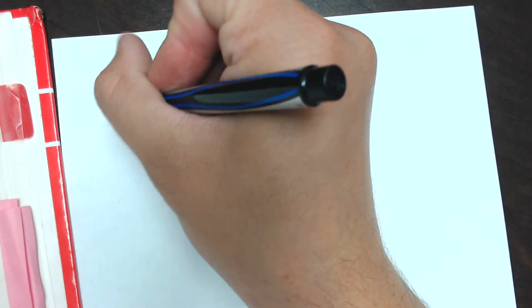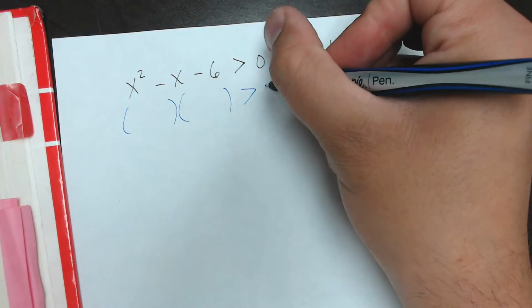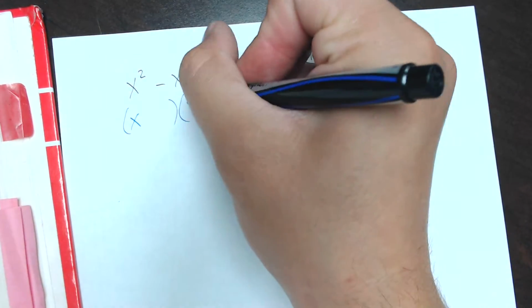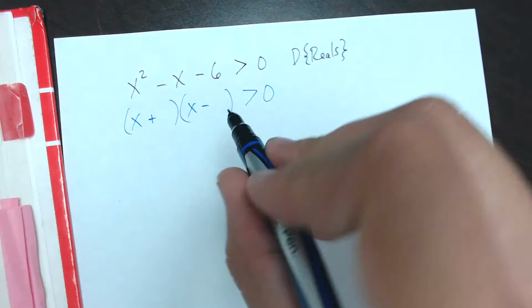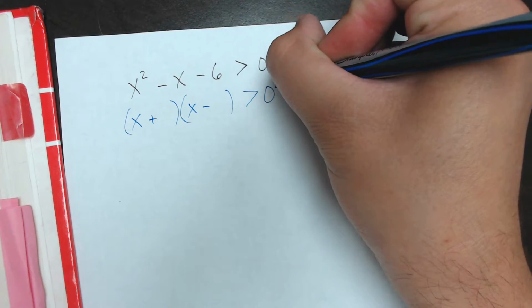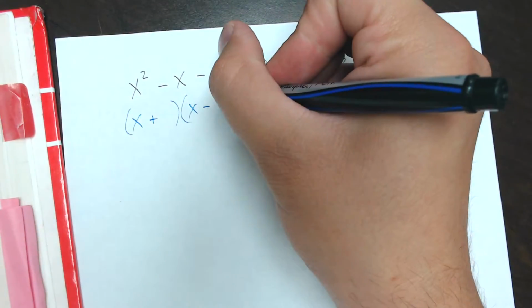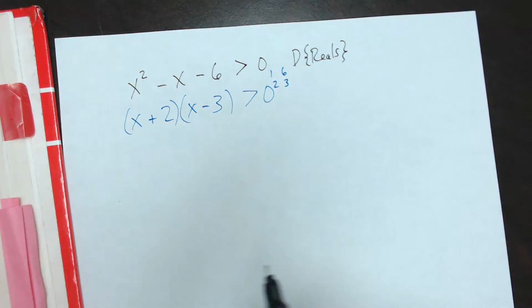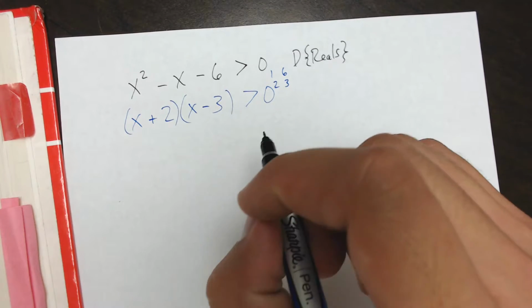So I'm going to go ahead and start setting up two sets of parentheses to factor this quadratic. I know it's going to be x and x. The last term being a negative means the signs are going to be opposites. And then I factor the number 6, 1 and 6, and then 2 and 3. Figure out which ones add up to -1. That's going to be 2 and 3. So 3 is going to be negative, 2 is going to be positive. I've successfully factored this inequality. So now it's x plus 2, x minus 3 is greater than 0, and the domain is reals.